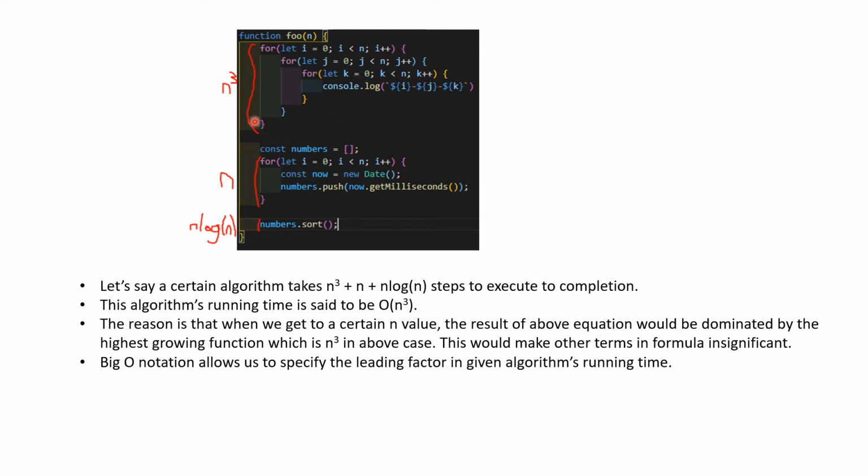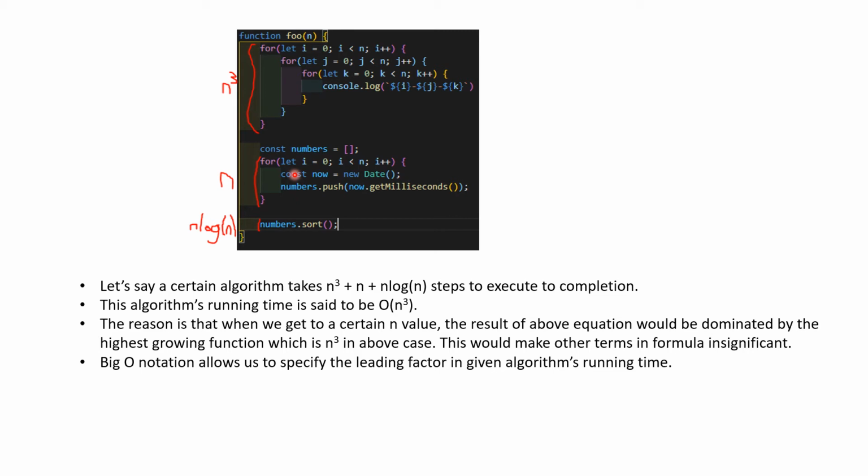Plus, because after this operation is done, then the next one takes place, that's why we are adding it. So as we see here, n cubed, and then over here, we have a numbers array, which is empty right now, but again, we have another loop that loops over all the n numbers. It loops n times, and then it gets the date, gets the milliseconds, and pushes to the numbers array. So getting the date and pushing it, these are constant operations.